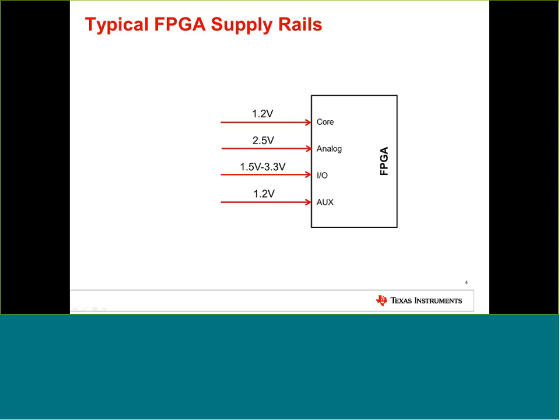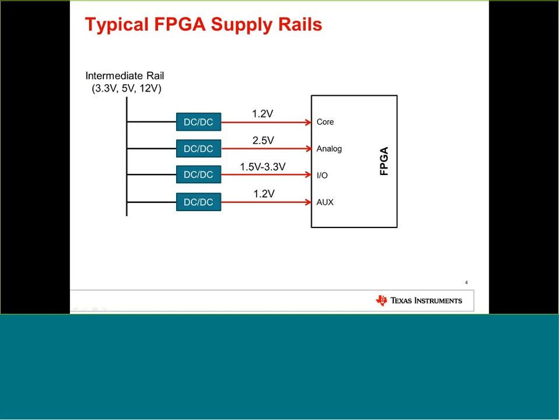To supply these different rails, of course, we need some DC-DC converters. And we have on the left side an intermediate rail. This also depends on the system itself. For example, typical intermediate rails are 3.3 volts, 5 volts, or also 12 volts.